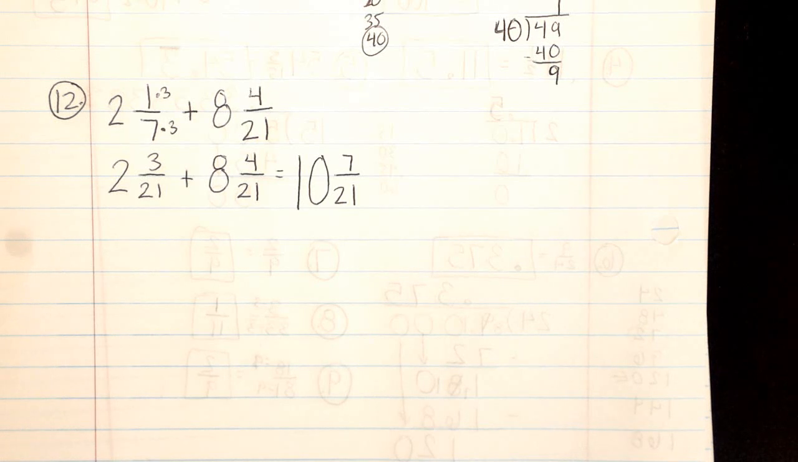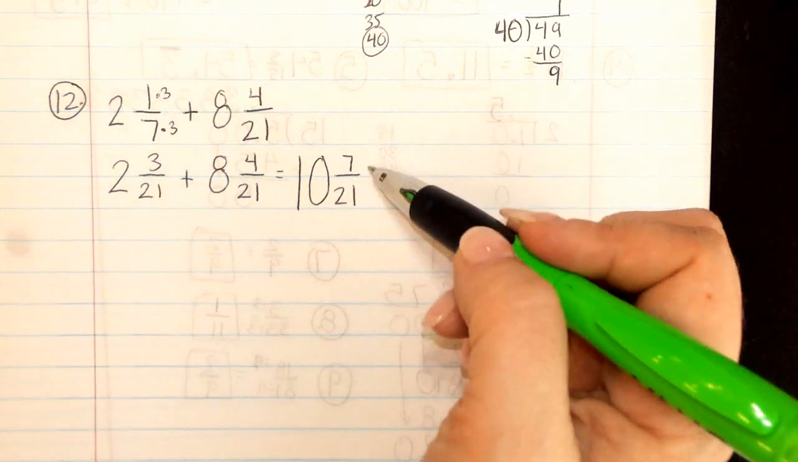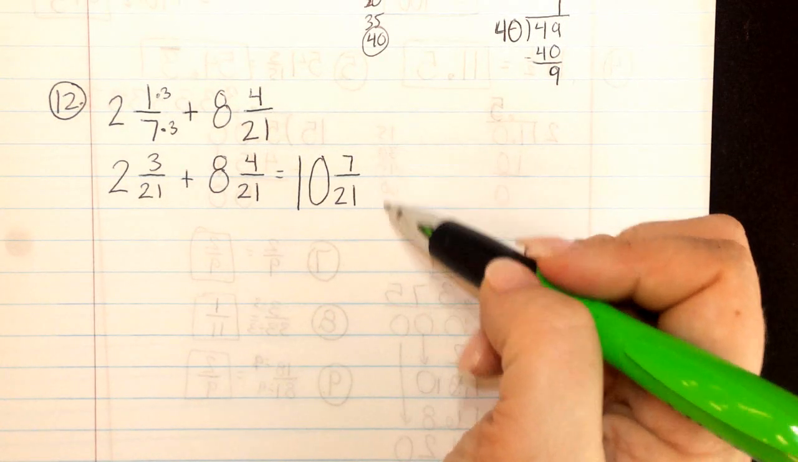No, guys, this is a really easy one to make a mistake on. I've seen a lot of people leave 7 over 21. What can I use to simplify this? Haley?